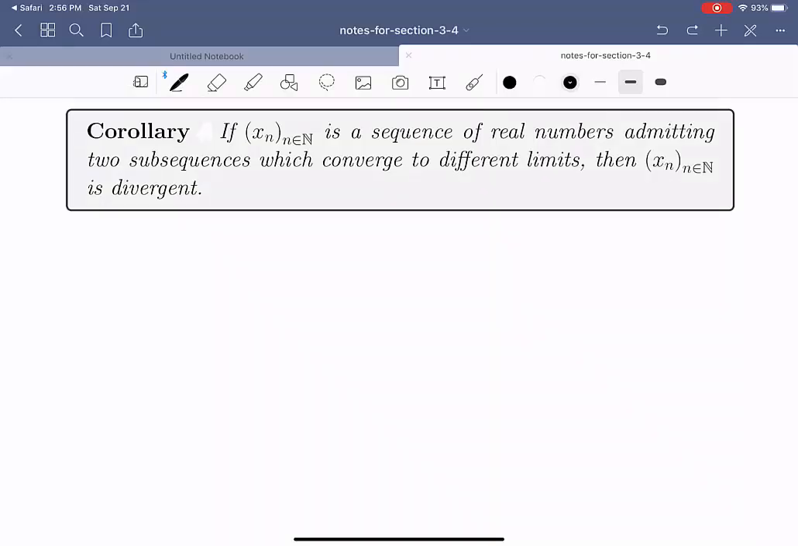As a direct consequence of our results, the following is in fact immediate. If given a sequence xn of real numbers which admits two subsequences converging to two different limits, then the given sequence must be divergent, right? So the proof is more or less straightforward. We can prove this by contradiction.